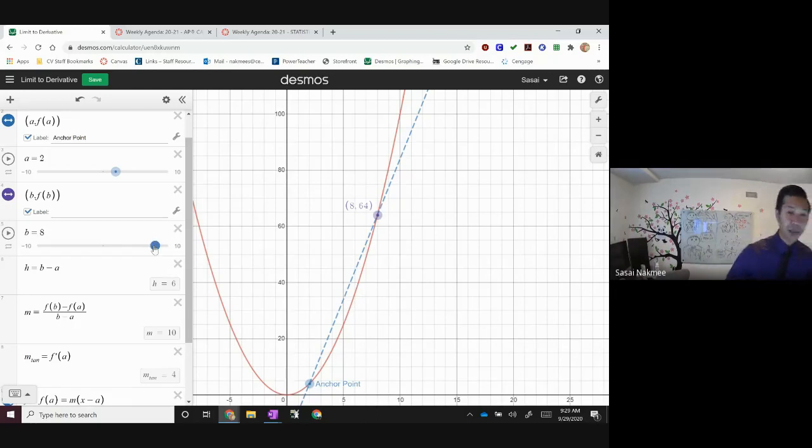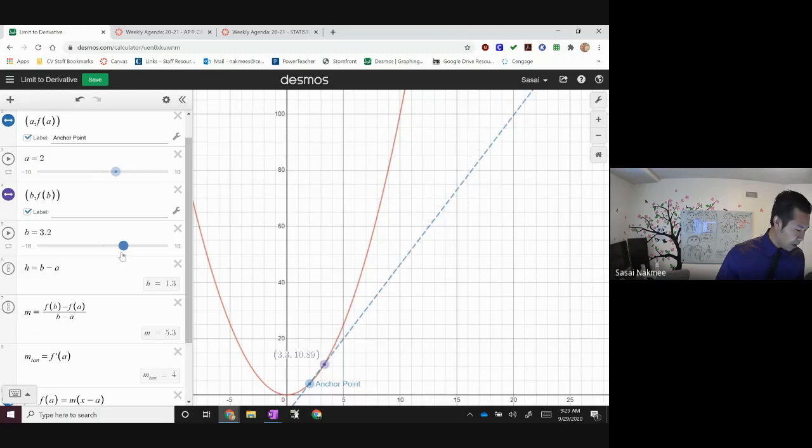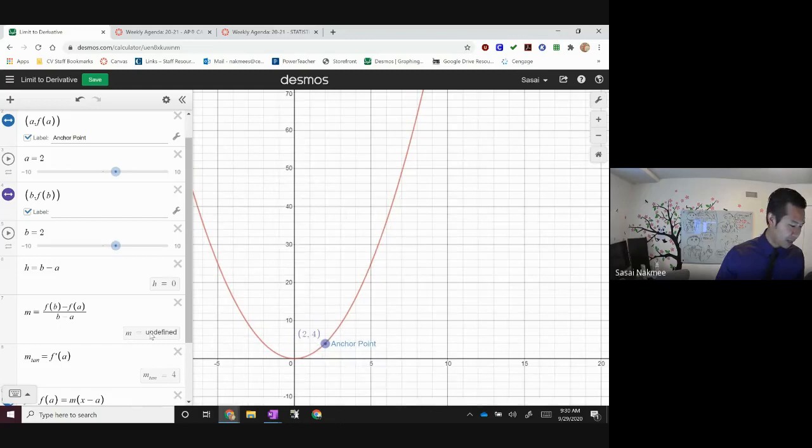And the idea behind a derivative is, all I'm trying to figure out is what's the slope when the anchor point and the slide point are pretty much the same. When they're pretty much the same, it's telling me I can't calculate the slope at that point because it is undefined, because it's 0 over 0, because of the same point.